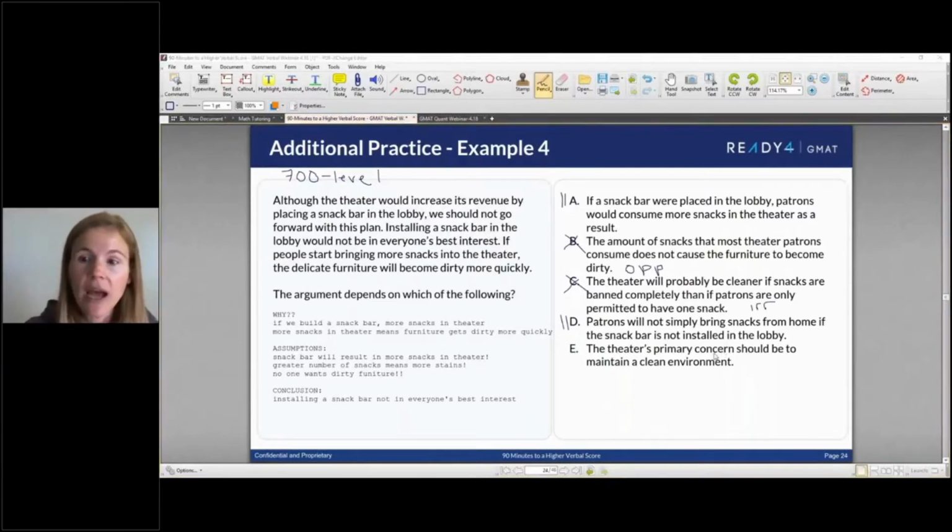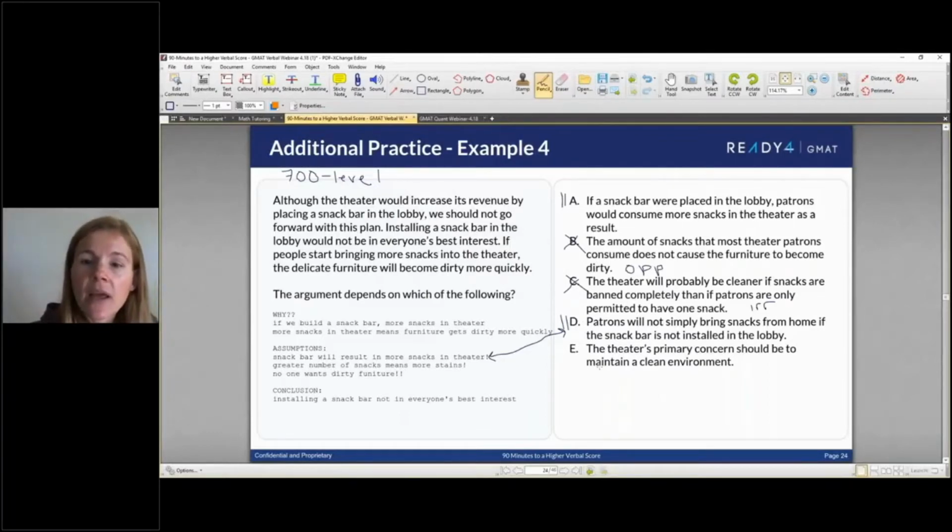D: patrons will not simply bring snacks from home if the snack bar is not installed in the lobby. Well, let's look at our assumptions here. This ties back to the idea that the snack bar will result in more snacks in the theater. If people are already bringing their snacks from home, it doesn't matter if they put in a snack bar or not. If people are going to bring in a pizza either way, it doesn't matter if they put in the snack bar. So D, I think we have to keep in.